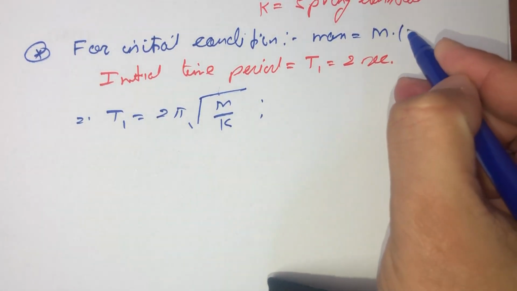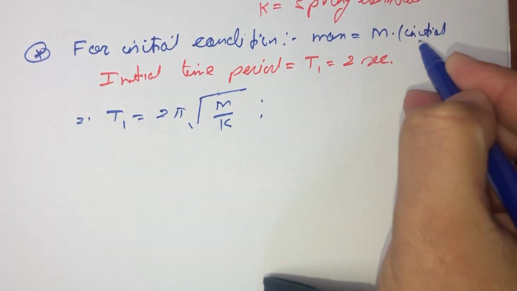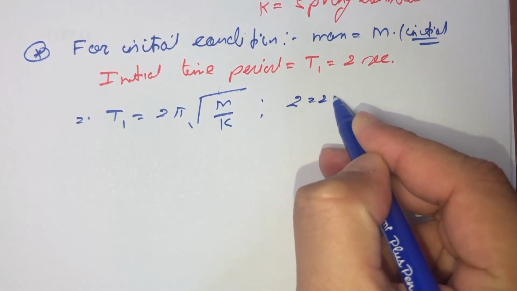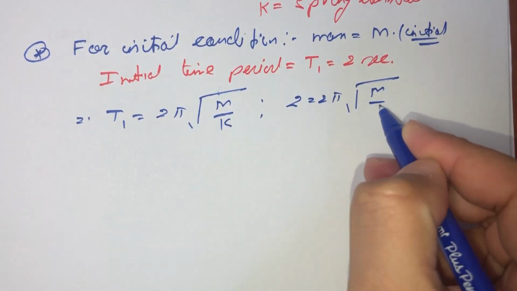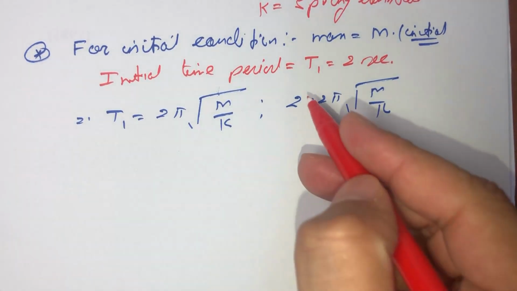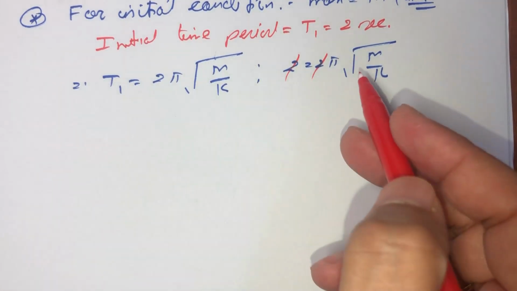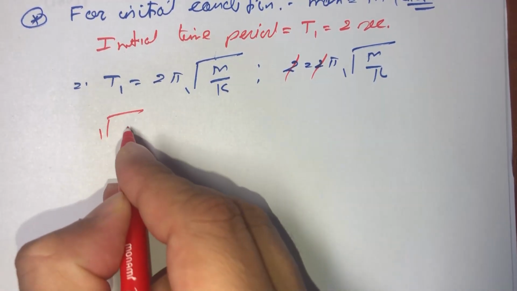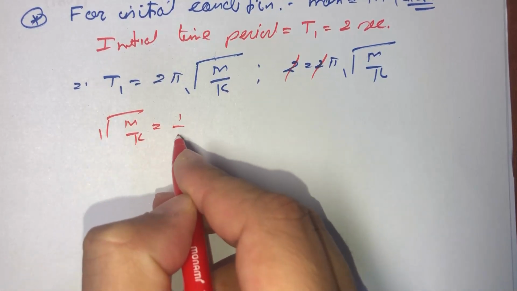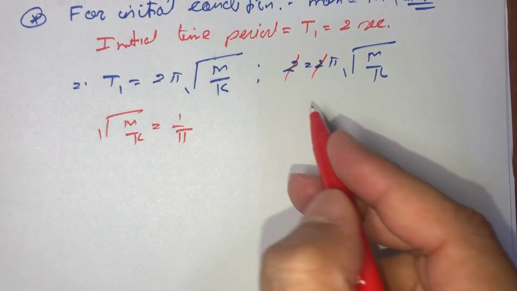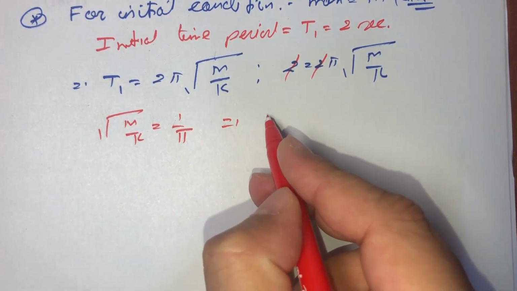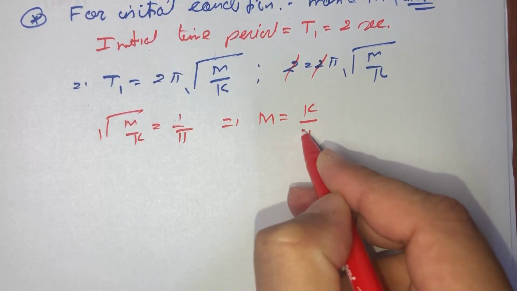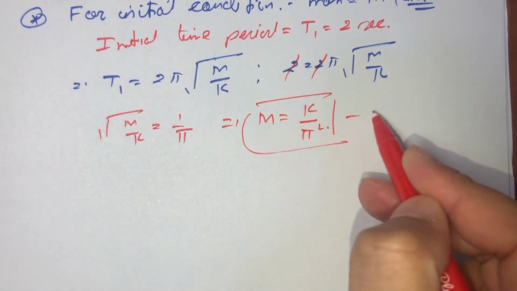So we substitute the value of t1, that is 2, so this becomes 2 pi square root of M upon k. The 2 cancels with 2, and we can write this as square root of M upon k is equal to 1 upon pi. Therefore, we can write that M is equal to k upon pi square. Let us call it equation number 1.